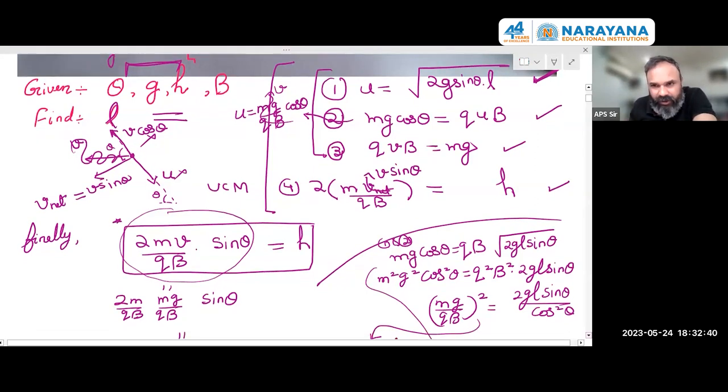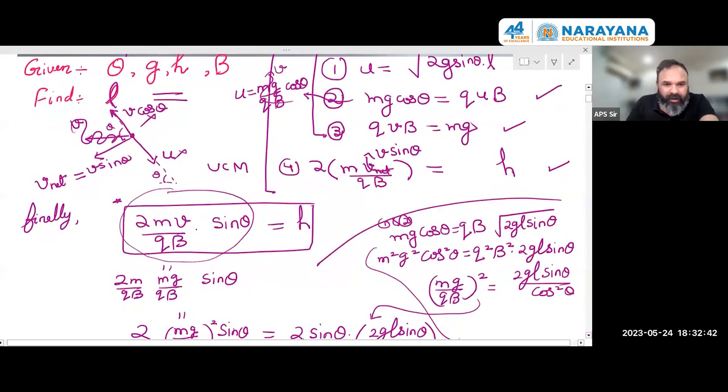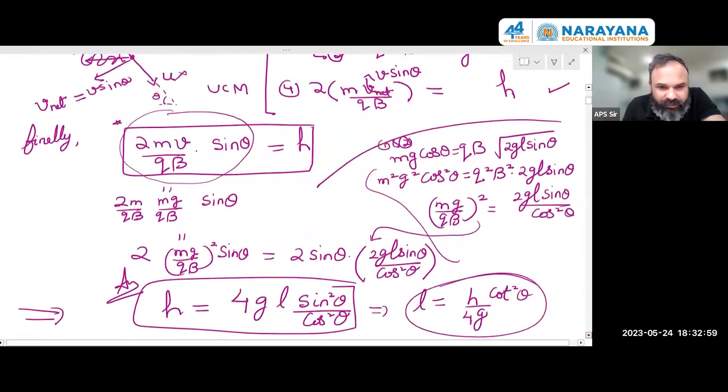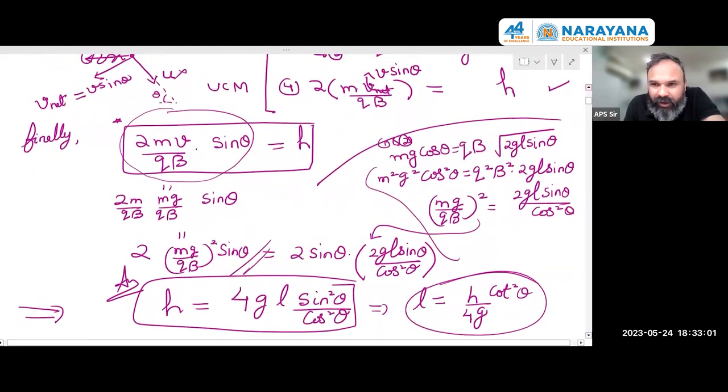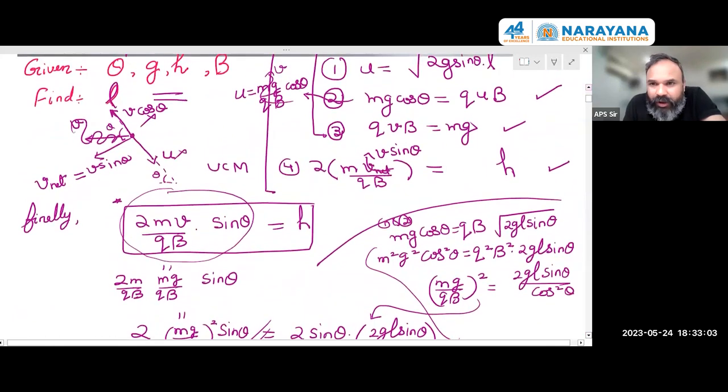Now let me check, are all the terms written? 2m upon qb, v sine theta written as h, that's fine. So 2m upon qb, then v. V was mg upon qb into sine theta, there is no issue in that. So twice of mg upon qb the whole square into sine theta, this is fine. Now let me see here what I have done. I have taken mg cos theta as qb into u, and u was root of 2g sine theta into l. Up to this point, no issue.